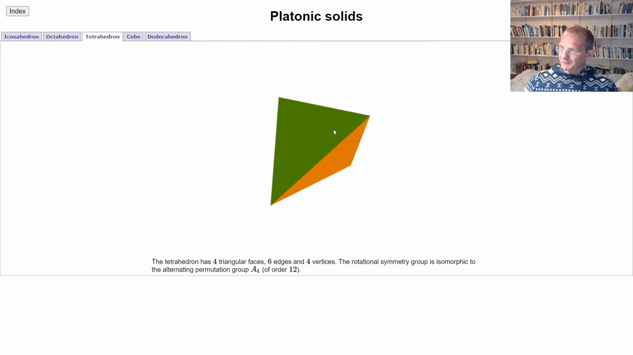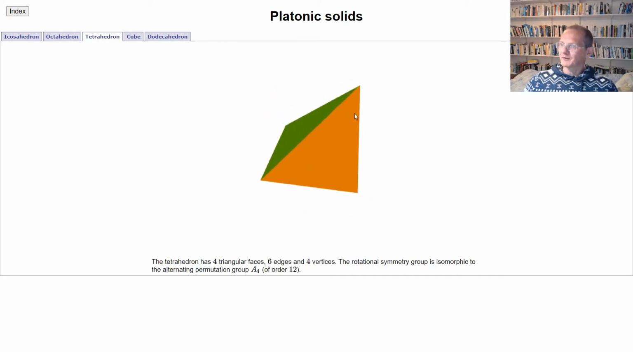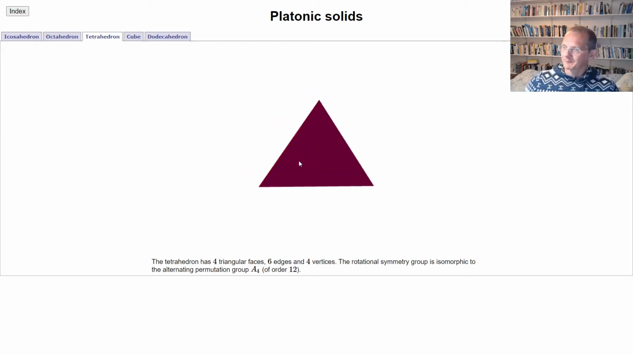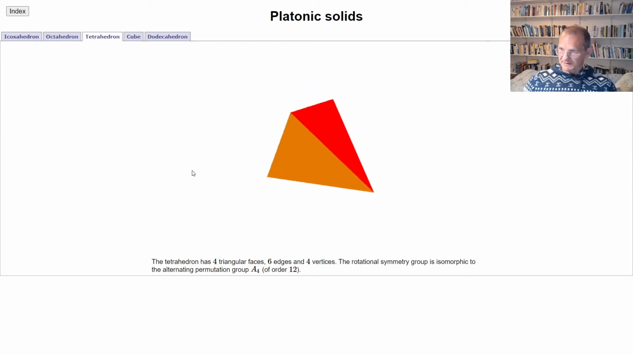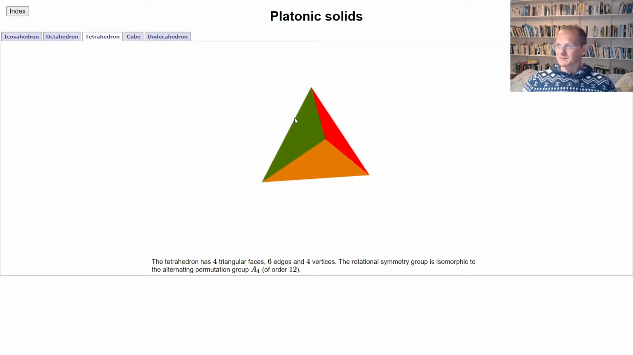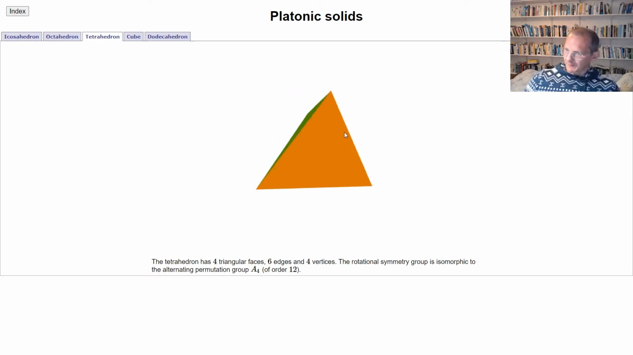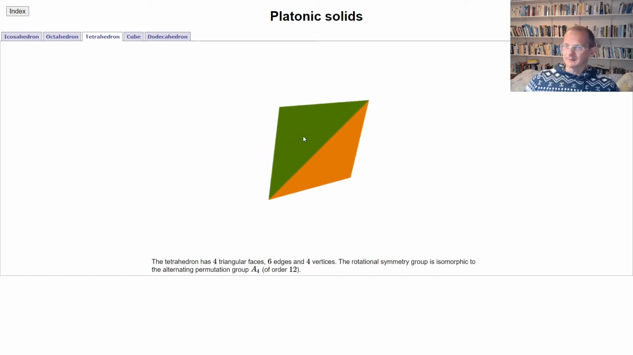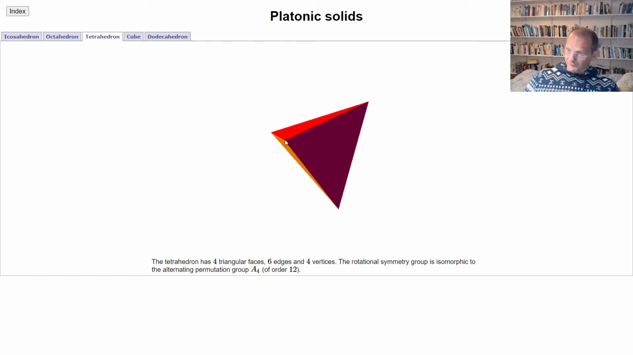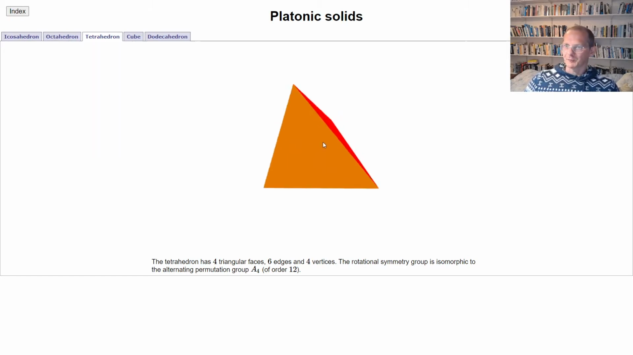Next, we're going to go to the tetrahedron. So the tetrahedron again has 4 faces, and again they're all equilateral triangles like this. And it's easy to see that you've got 6 edges. Here, just count them. In fact, we can see all the edges here. There's these three that meet at this vertex in the middle, and then there's the 3 around the edge. So in this case we can just see all the 6 edges and all the 4 vertices, 1, 2, 3, 4. In this case, it turns out the rotational symmetry group here is the alternating permutation group A4, which has order 12, as opposed to the full symmetric group S4, which has order 24.